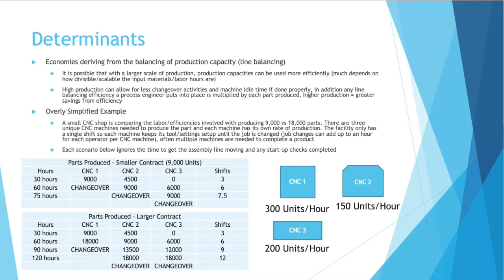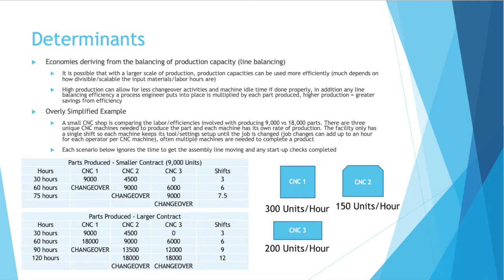I have an overly simplified example on the bottom of this slide. Let's say a small CNC shop is comparing the labor and efficiencies involved with producing 9,000 or 18,000 parts. There are 3 unique CNC machines needed to produce the part, and each machine has its own rate of production. The facility only has a single shift, so each machine keeps its tools and settings set up until the job is changed. Job changes can be up to an hour for each CNC machine, and often multiple CNC machines are needed to completely finish a product.